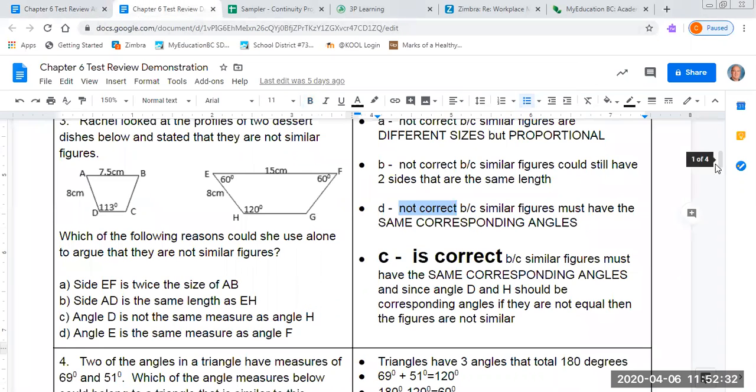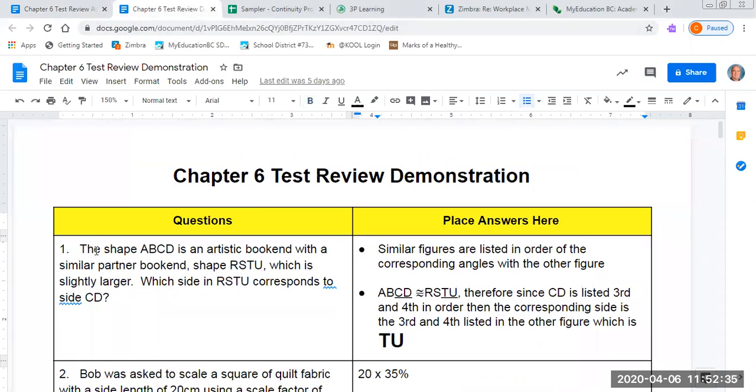We're starting with question 1, how we would work through this. Question 1 says the shape ABCD is an artistic bookend with a similar partner bookend shaped RSTU, which is slightly larger. Which side in RSTU corresponds to side CD? Because these are both similar figures, when similar figures are indicated, the order is very important. CD is listed as the third and fourth angles in this shape, and therefore the corresponding side length to this is TU, which is the third and fourth. So the answer to this question is TU.